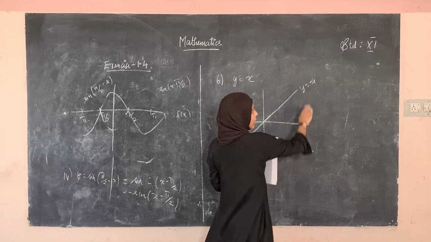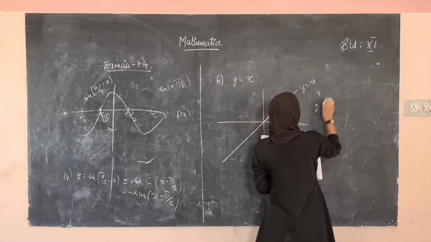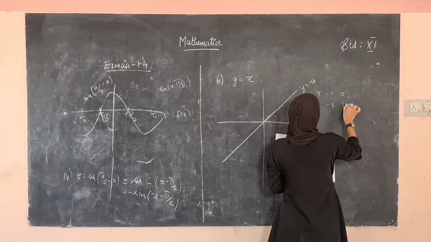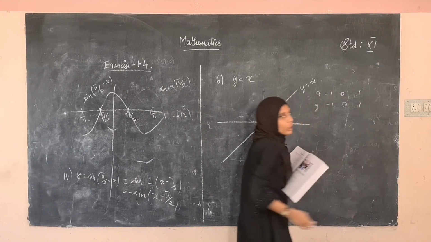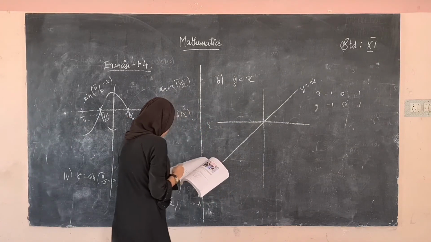You have to write the points. If x is equal to 1, y is equal to 1. X, y: -1, -1; 0, 0; 1, 1. Like this you have to write the graph. Okay, from this, for this you have to draw.